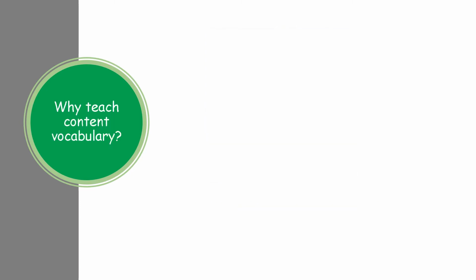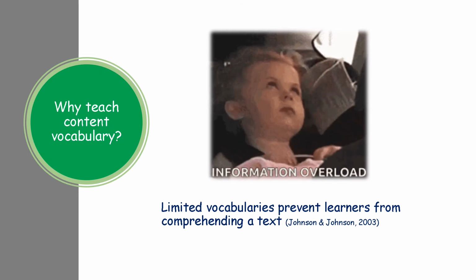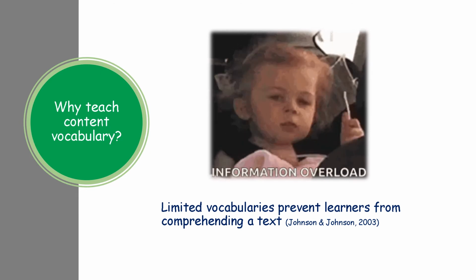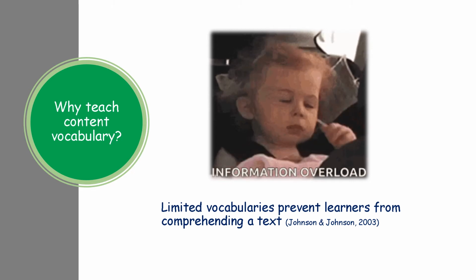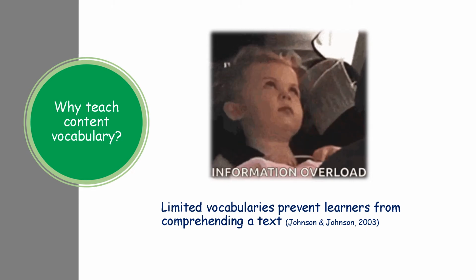We teach our learners to read with the goal that they will understand what they read. However, Johnson and Johnson 2003 argued that comprehension is hindered by limited vocabularies. That's why poor readers read less because they become frustrated when they encounter words that are difficult to understand.